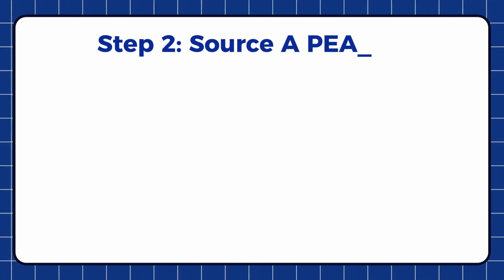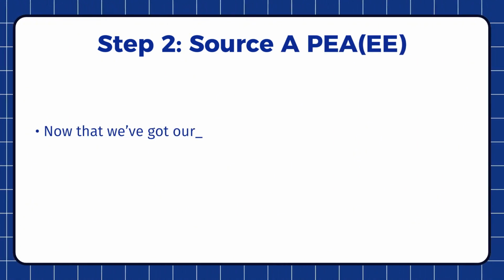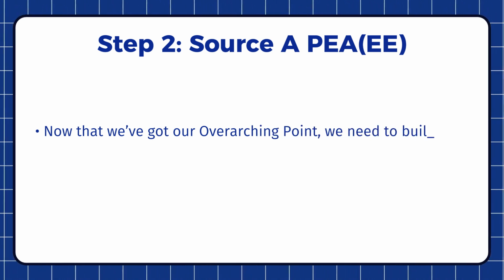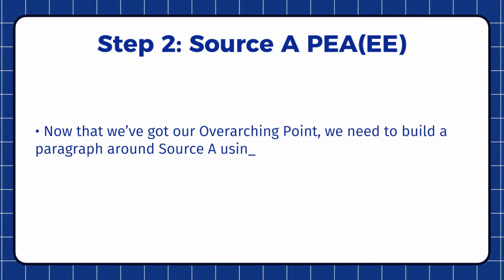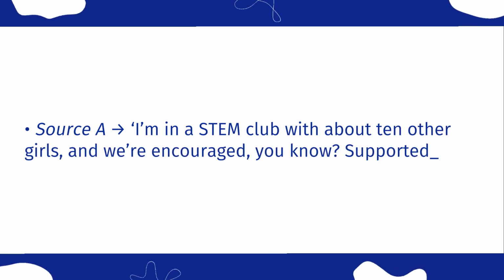Step 2. Source A, PEA-EE. Now that we've got our overarching point, we need to build a paragraph around source A using PEA. Let's use the exact same quote from earlier to do this. "I'm in a STEM club with about 10 other girls, and we're encouraged, supported." Here's what a top grade analysis paragraph would look like for this quote.